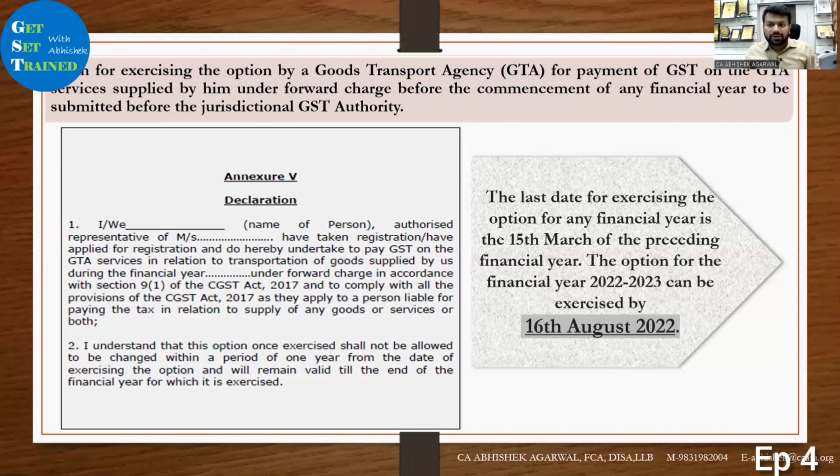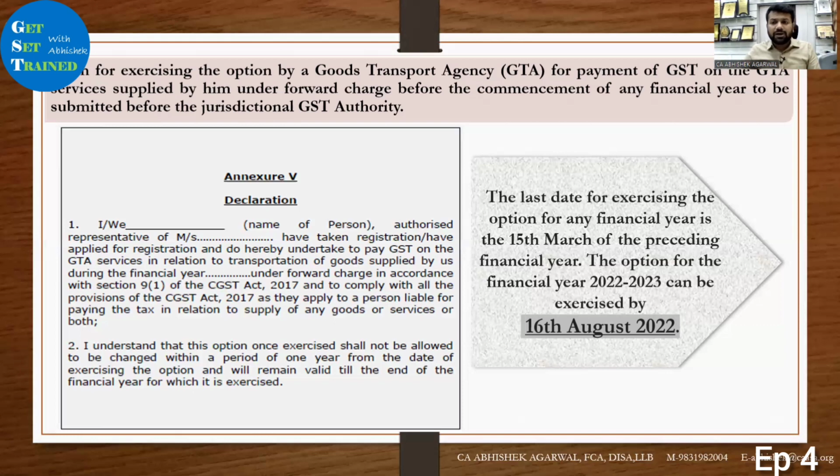Please note, since the notification is applicable from 18th July 2022, you are liable to communicate to the department on 16th of August 2022. So in my personal opinion, for this period, 18 July to 16th August 2022, if you choose to go to the forward charge mechanism, you have to pay the taxes for the transactions made in this period also, right?